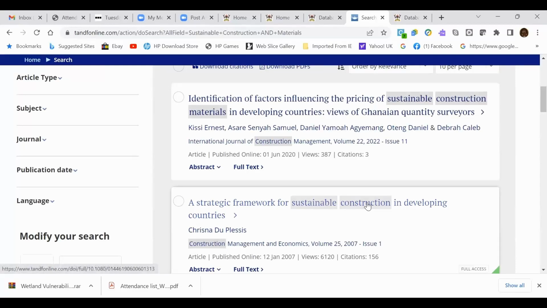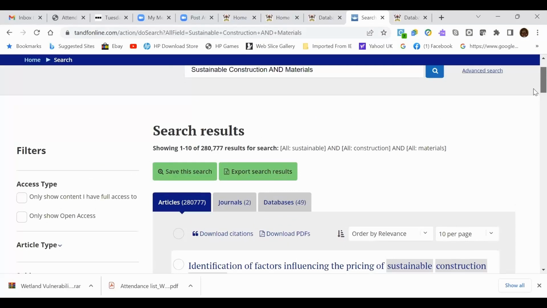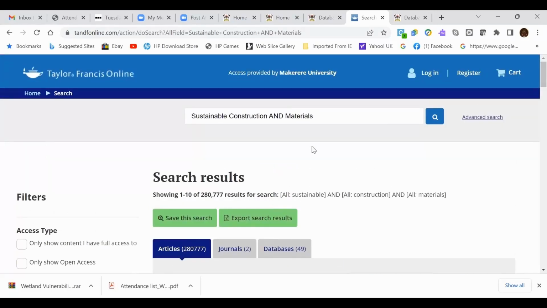And now, remember yesterday I mentioned that whichever perspective you take your research, there will be a lot of papers. If you want policy, there will be policy papers. If you want materials, there will be materials. You might want a search to be either about construction, sustainable construction, or materials. And that changes the results you have.